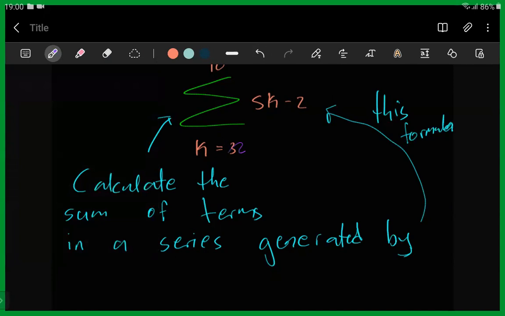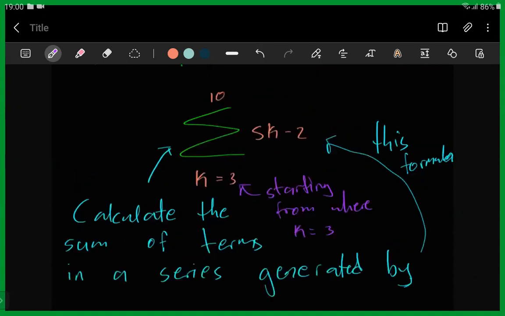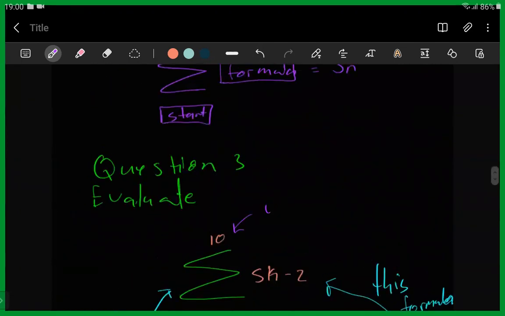Starting from where k is equal to 3 until k is equal to 10.